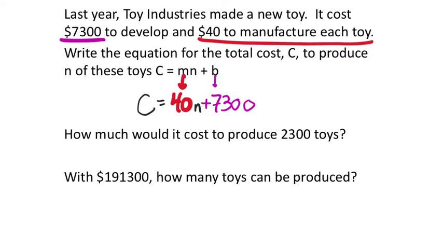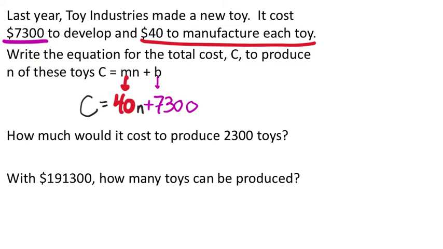Next up, it says how much would it cost to produce 2,300 toys? I'm going to need some space for that. So let's go back to our formula, right? We got C equals 40N, and then plus 7,300.